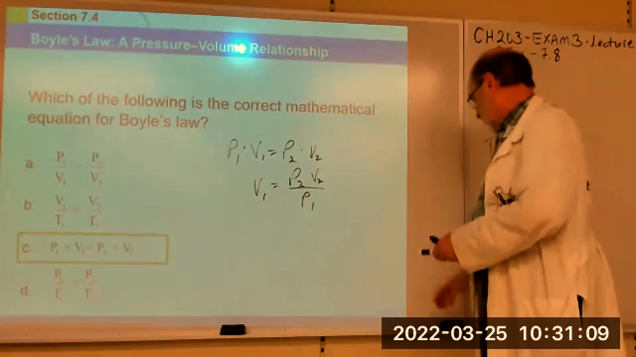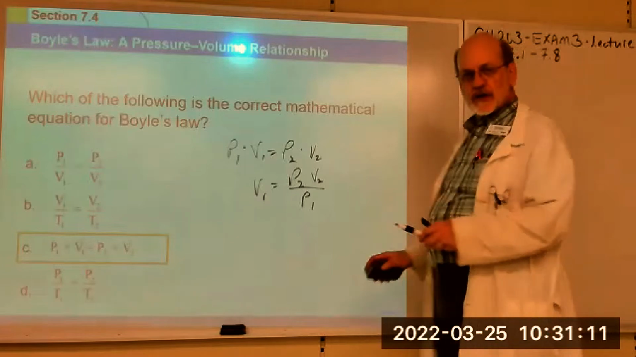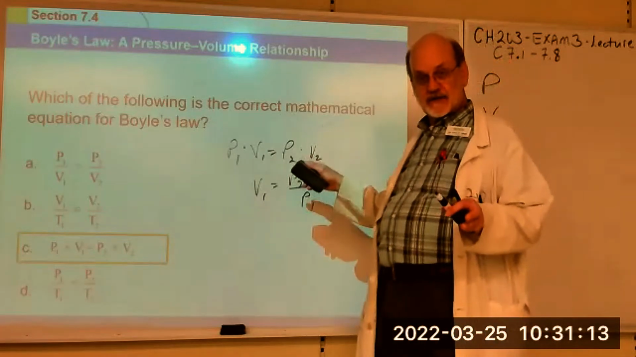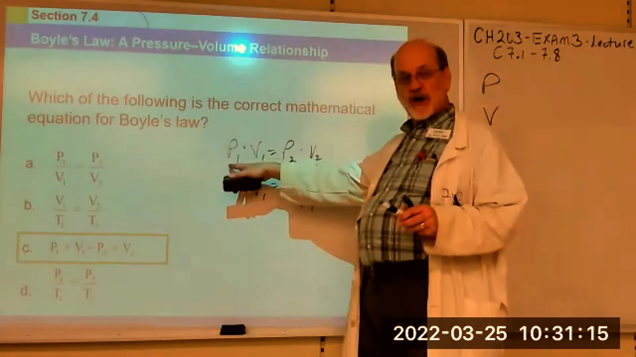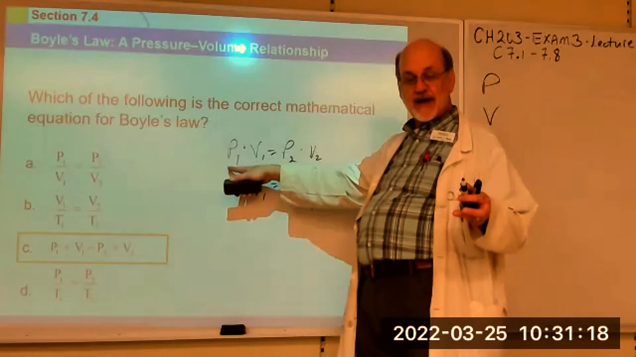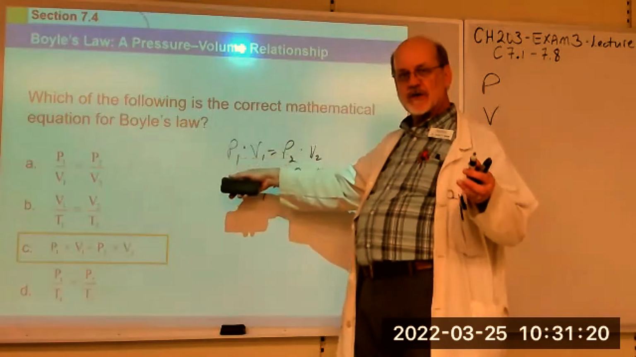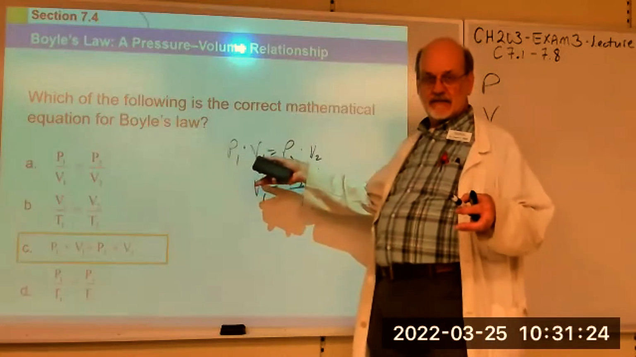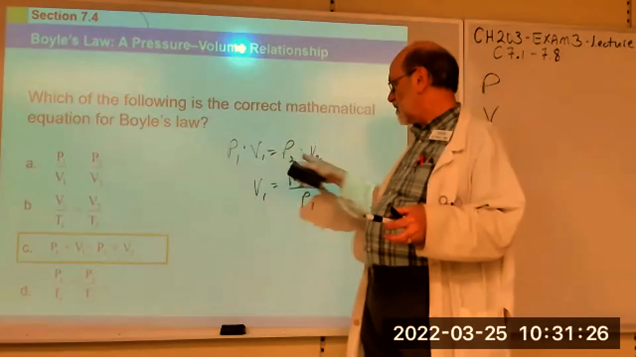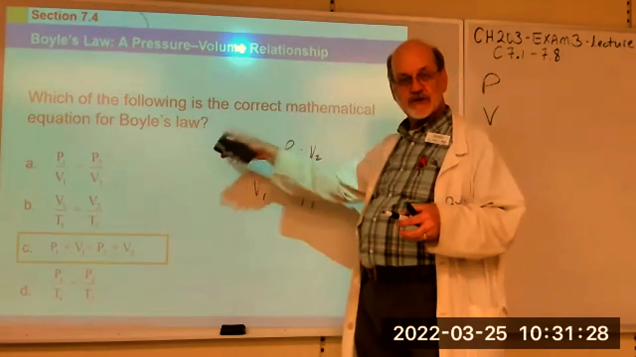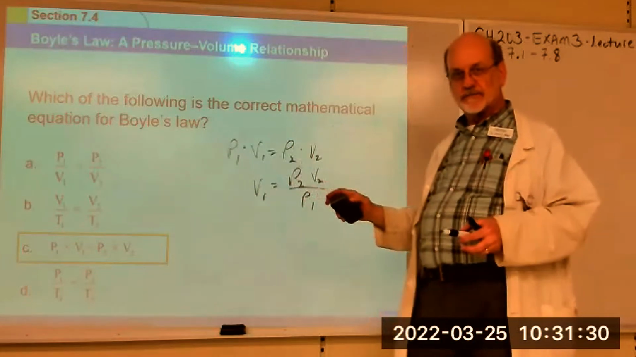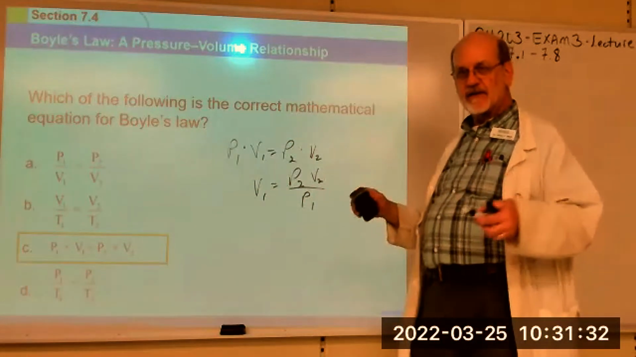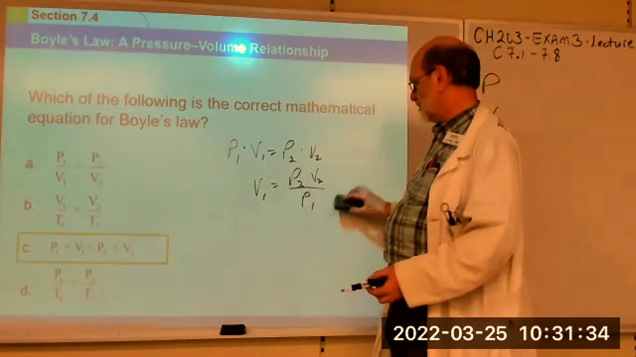Now, it doesn't matter what units of measure you use in this case. Pressure could be in any units: PSI, pounds per square inch, millimeters of mercury, atmospheres. Volume can be anything. As long as the volume is the same on both sides and the pressure is the same on both sides, you're good to go. This law is very forgiving of units of measure.